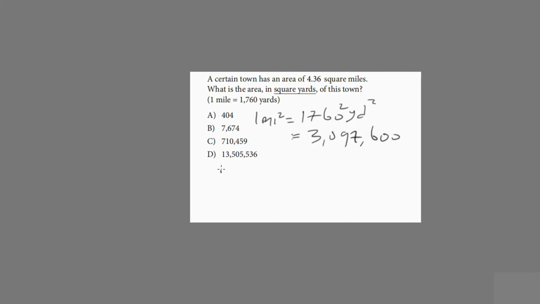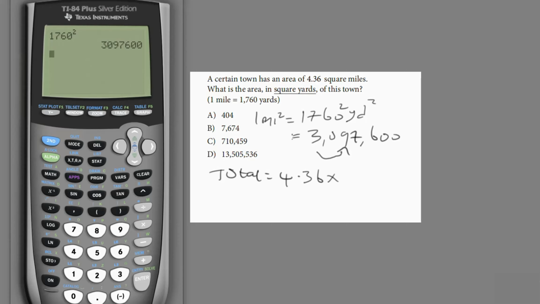Okay, so now to get the area of the town in square yards, what you do now is get the total of the values we have here. So it will be 4.36 times this value we just got. So let's punch this on a calculator. Answer times 4.36. What will the output be? We have it to be 30,505,536 square yards. Okay, so that would be the answer to this question, option D.